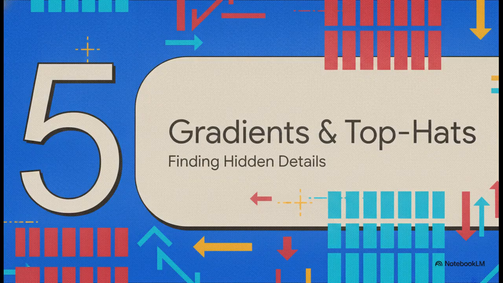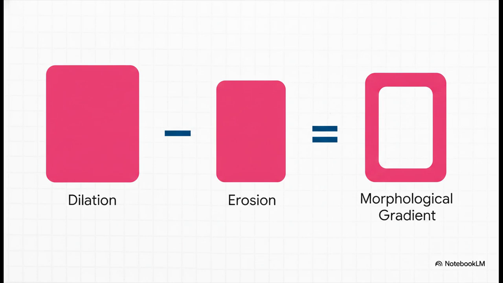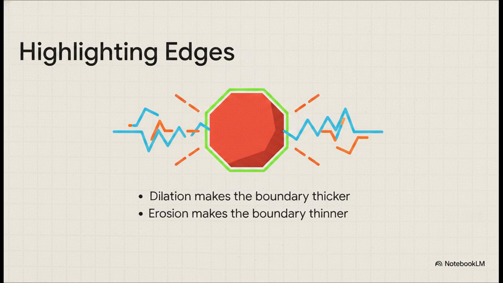And finally, Section 5, Gradients and Top Hat Transforms. Let's see what happens when we use some basic subtraction to find edges and hidden details. We call this the morphological gradient, and the formula is just dilation minus erosion. Think about that for a second. If you take a fat, dilated shape, and you literally subtract a skinny, eroded shape, what do you think gets left behind? It's actually pretty brilliant.